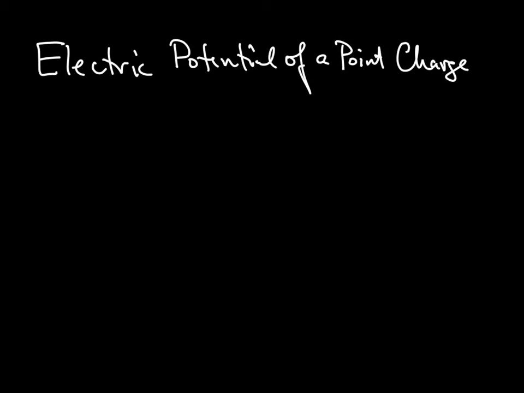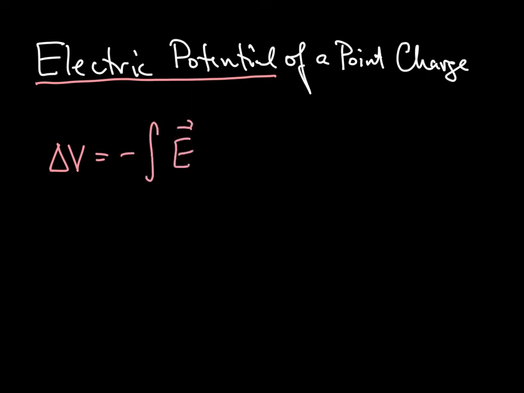Hi everyone, I want to talk to you briefly today about the electric potential of a point charge. Now, if you remember last week, we defined the electric potential, which is sometimes called the voltage, in this way, as delta V equals minus the integral of E dot dl, where this was along some path.